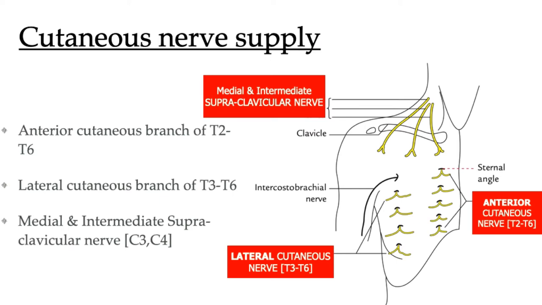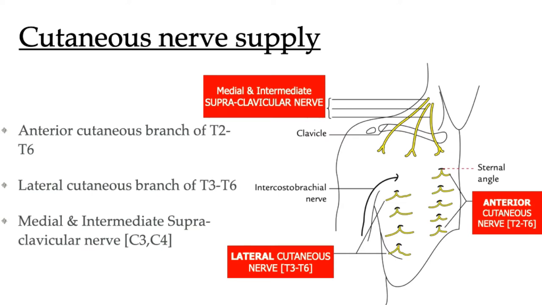The cutaneous nerve supply over the pectoral region is taken care of by the ventral rami of T2 to T6 spinal nerves. In the illustration on the right, you can see the anterior cutaneous branch of T2, T3, T4, T5 and T6 spinal nerves, along with the lateral cutaneous branch of T3, T4, T5 and T6 spinal nerves, which provide the sensory nerve supply to the skin over the pectoral region.